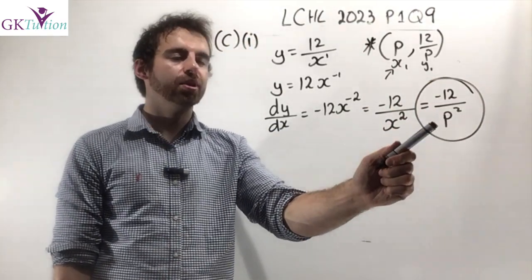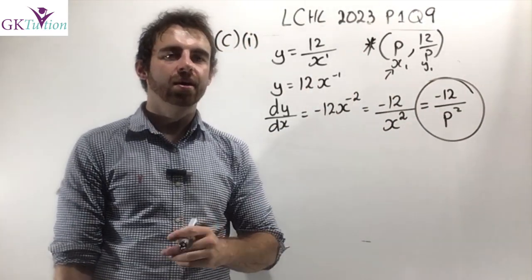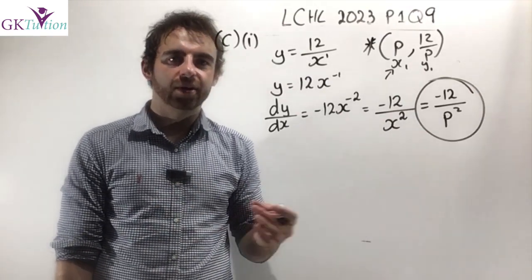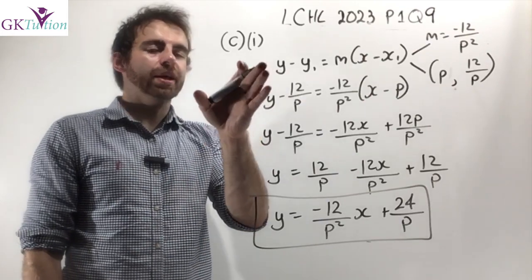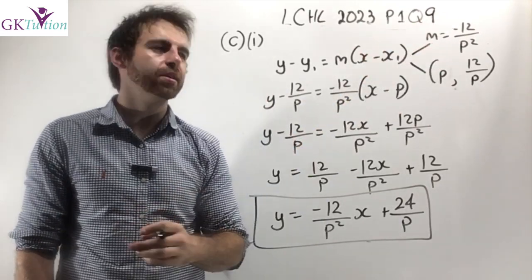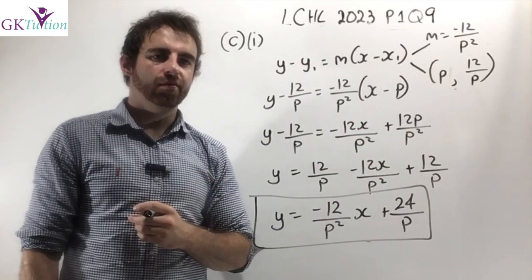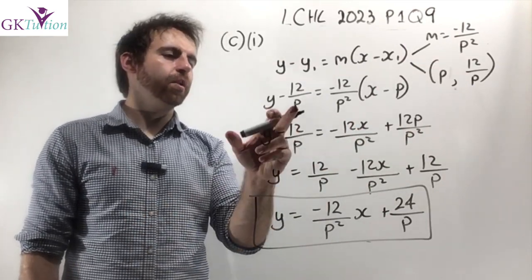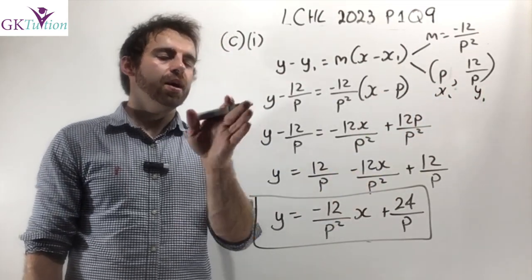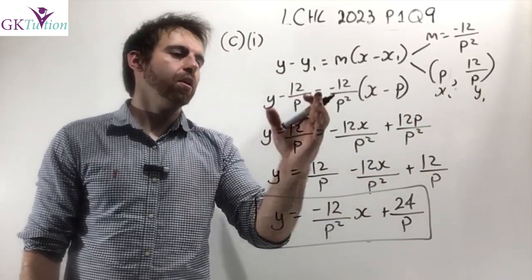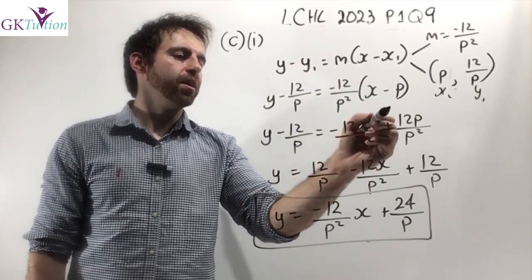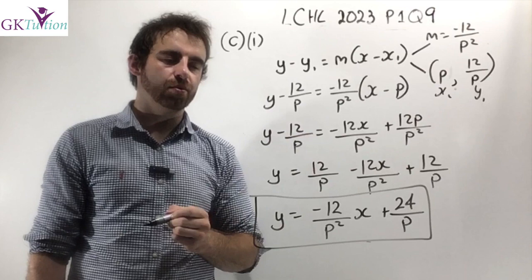I now have the slope of the line, I have a point on the line. I'm just going to sub into the equation of a line formula and we'll get our answer very easily. So all I need to do is sub in to the equation of a line formula. My slope is minus 12 over p squared and the point is p, 12 over p. So all I did was I subbed in x1, y1 and I subbed in m. And this is what your first line looks like. When you multiply out the right hand side, you get minus 12x over p squared and you get plus 12p over p squared.